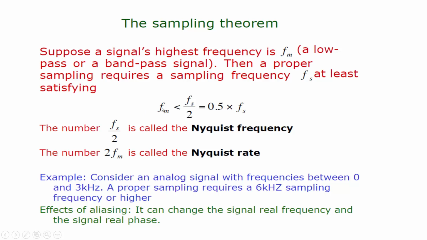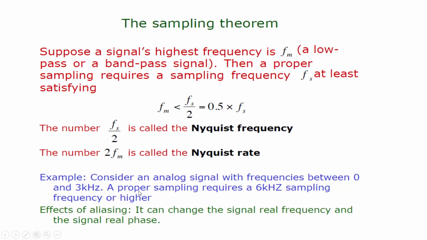That means the maximum frequency component in the signal should be less than half the sampling frequency, or it can be said that the sampling frequency should be twice the maximum frequency component present in the signal. This number Fs by 2 is called the Nyquist frequency, and twice the maximum frequency component present in the signal is called the Nyquist rate.